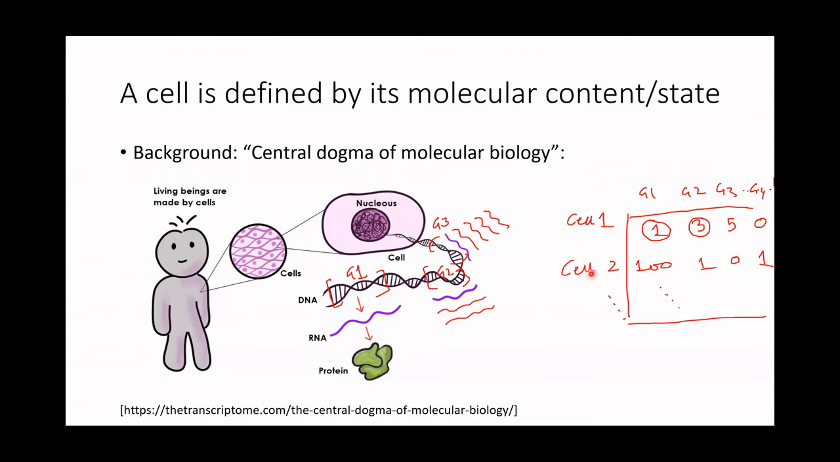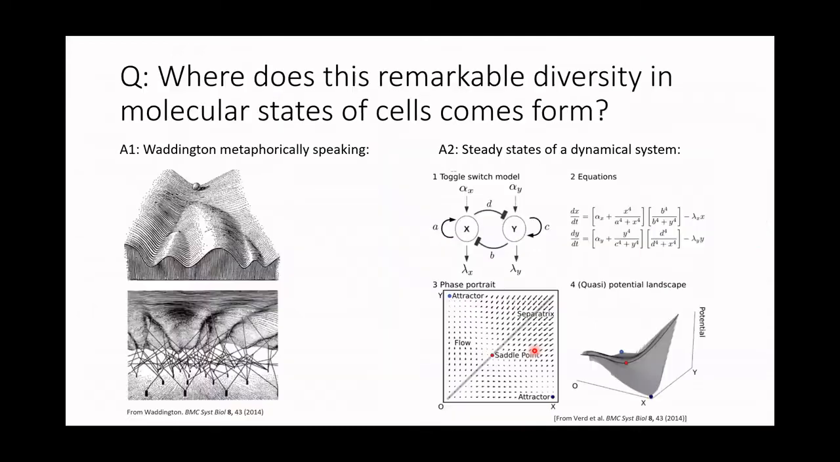And again, this is a dogma. There are exceptions to it, but for the most part, this is what happens. And so this is what we mean by a cell being defined by its molecular content or state, and that is the central belief of molecular biology. There is another way to look at this.